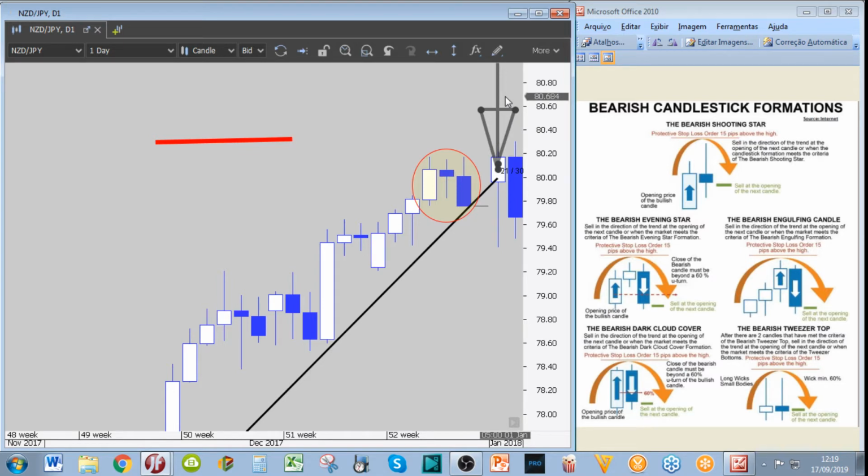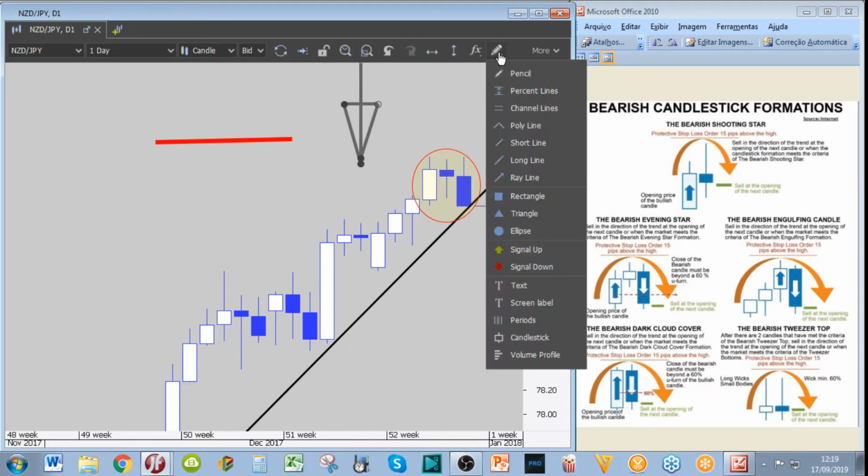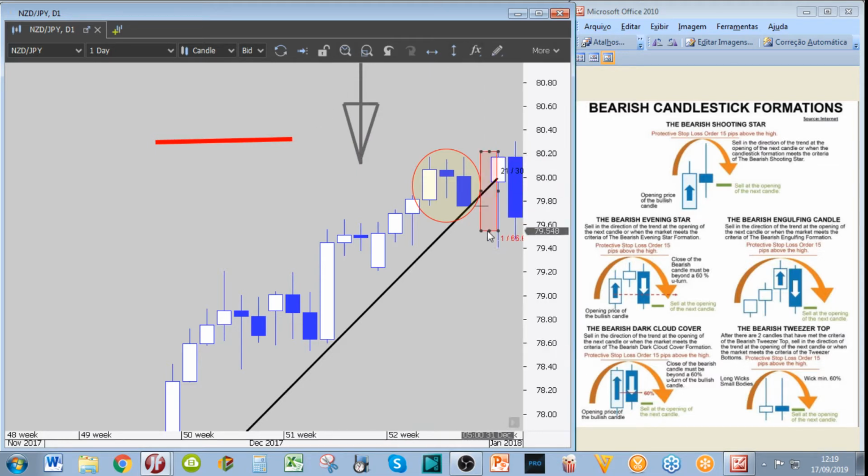The dark cloud cover says that the bearish candle must close at least 60% of the white candle. Did the blue candle close a minimum of 60% of the white? What do you think? We can see this spatially, right? And the wick also. Well, if you're in doubt, everybody stay out. But we can measure this.